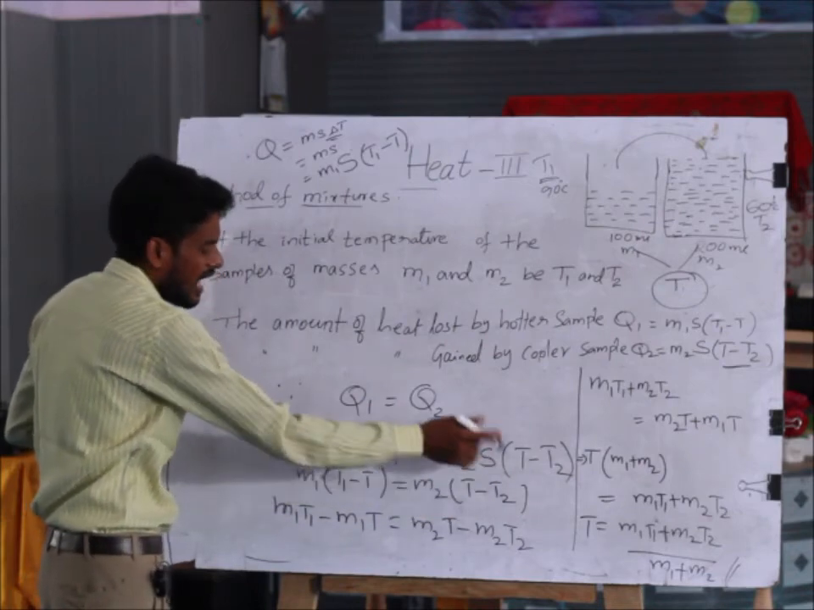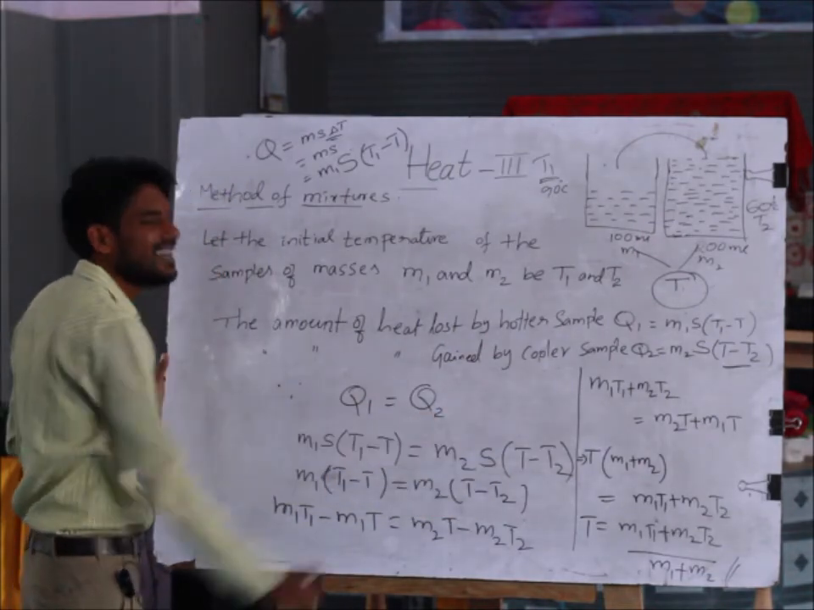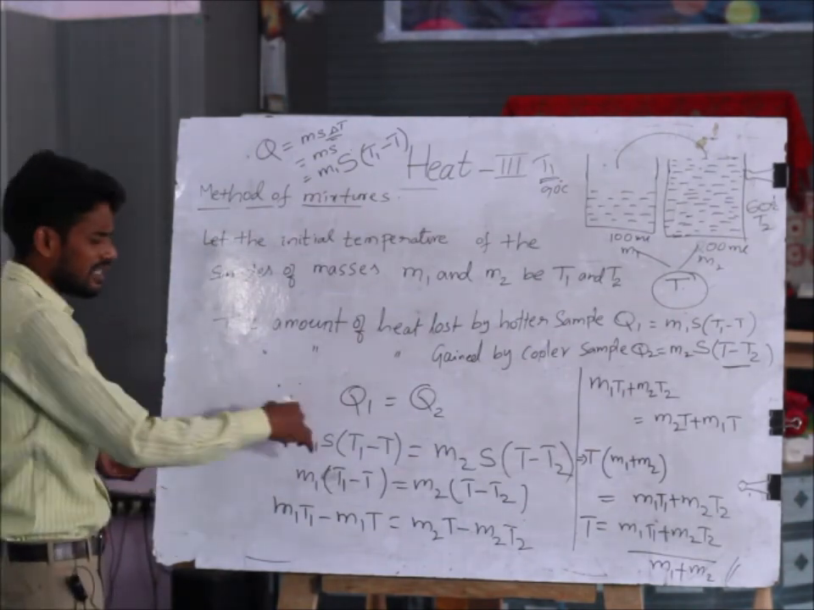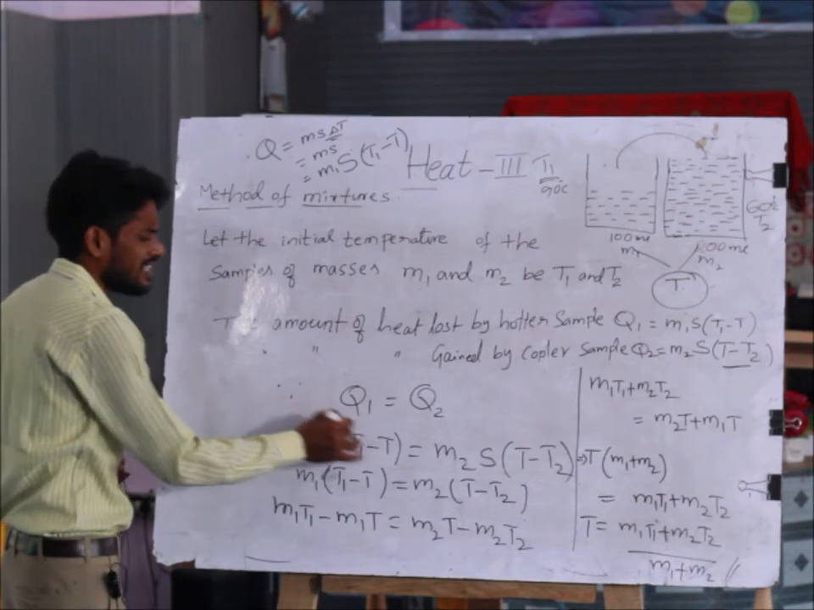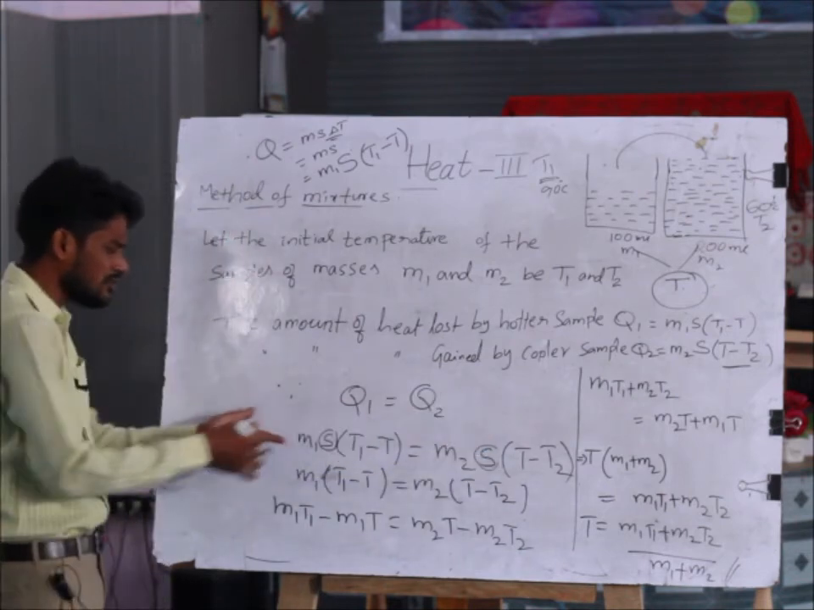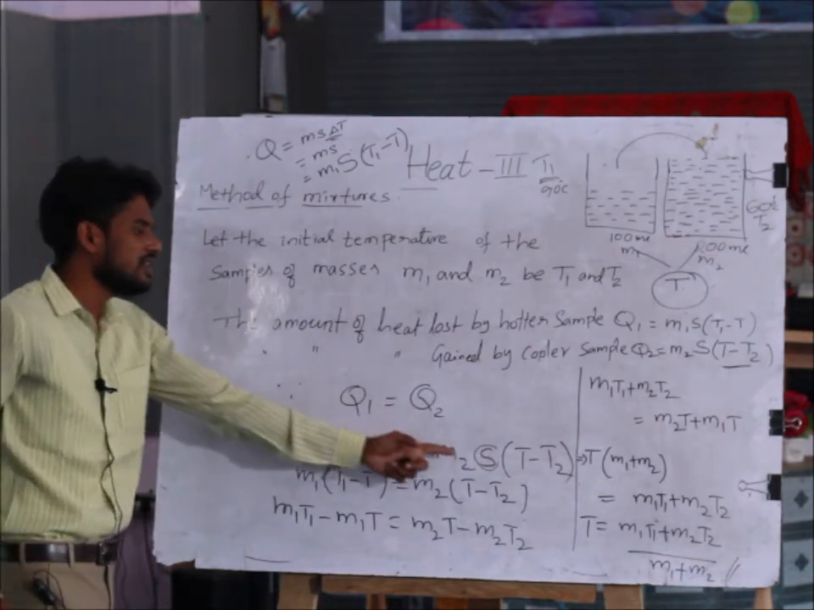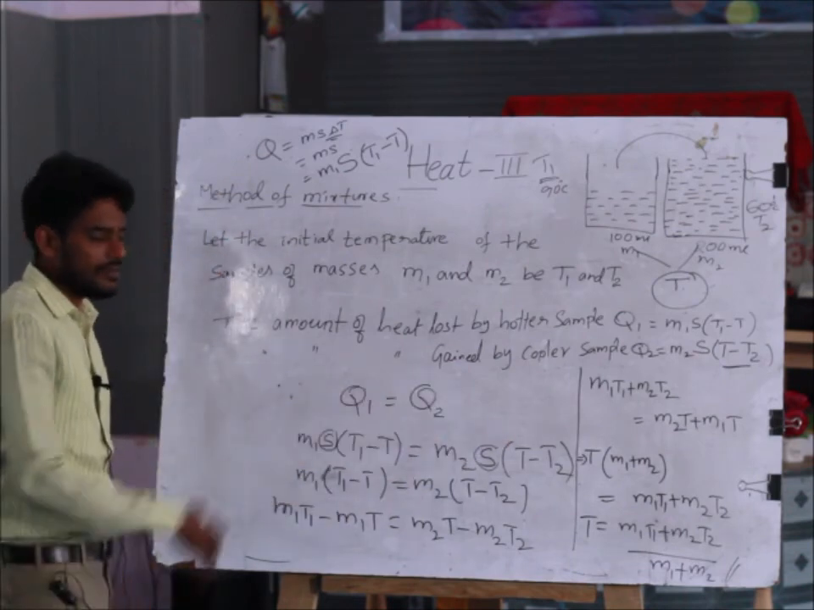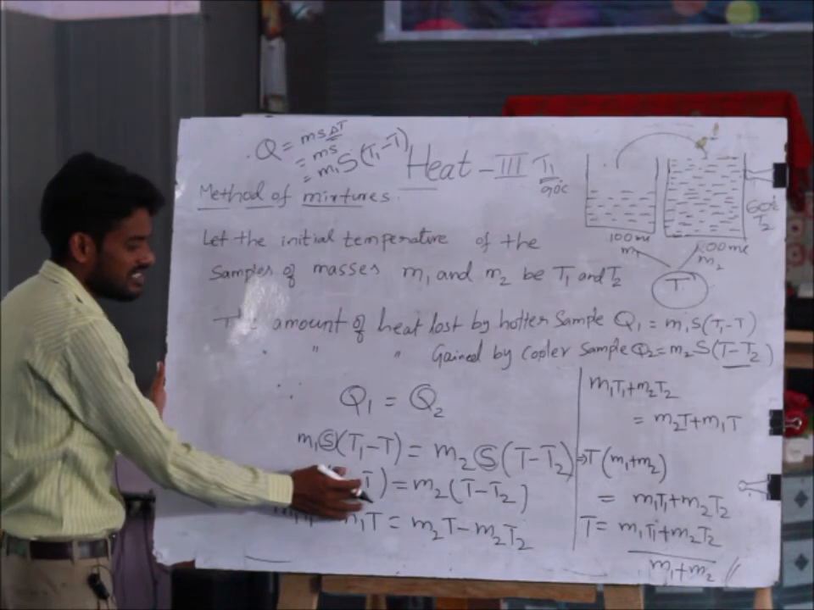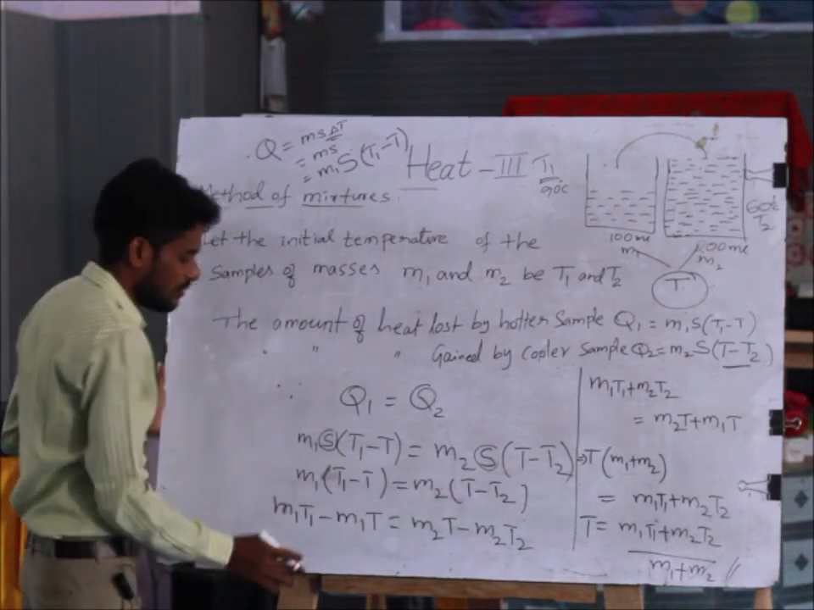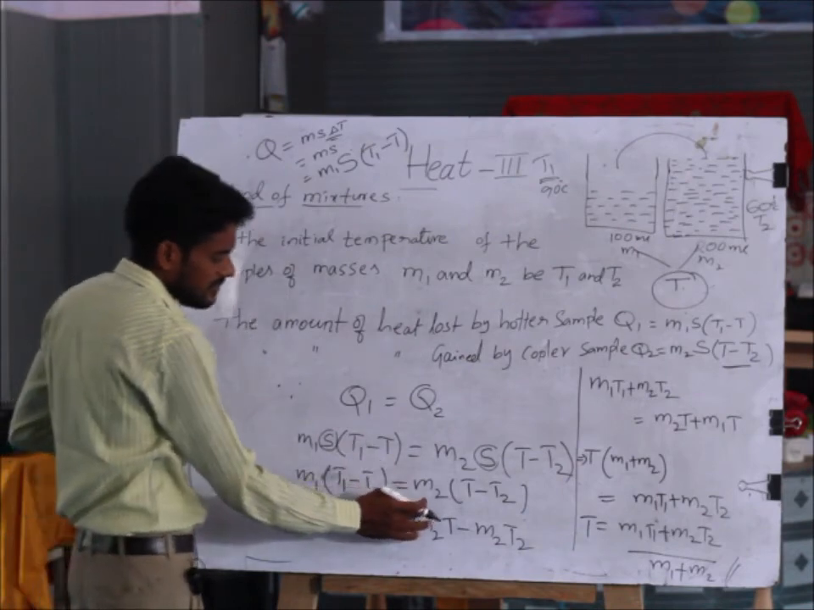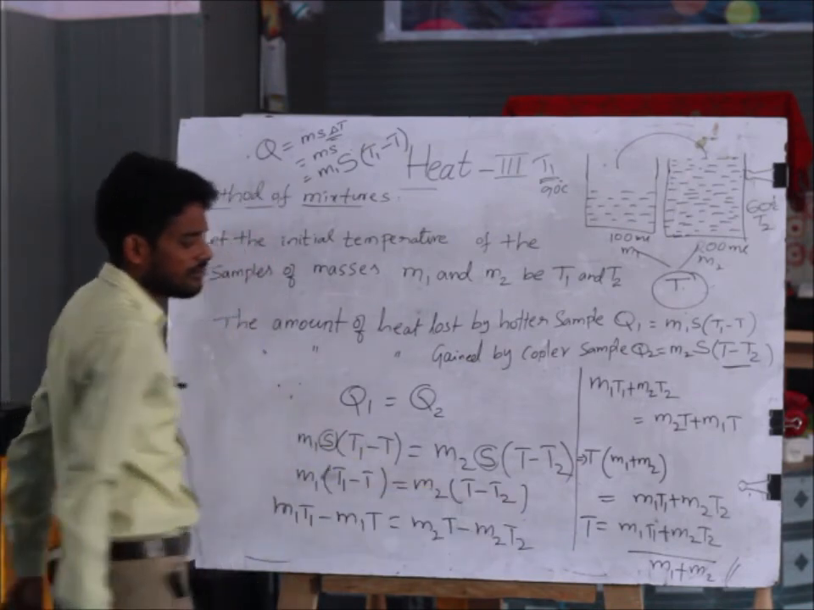You may assume that S cancels, your wish. The specific heat of water S is always 1, so M1 (T1 minus T) and M2 (T minus T2) will be the same. Now M1 (T1 minus T) equals M2 (T minus T2). Expanding the product: M1 T1 minus M1 T equals M2 T minus M2 T2.